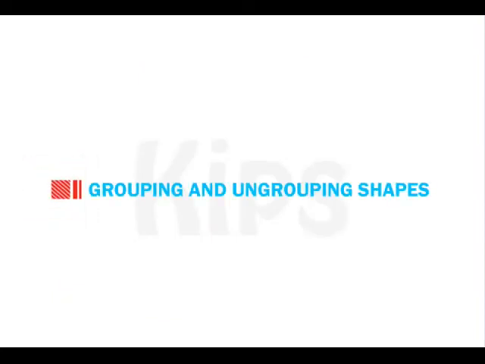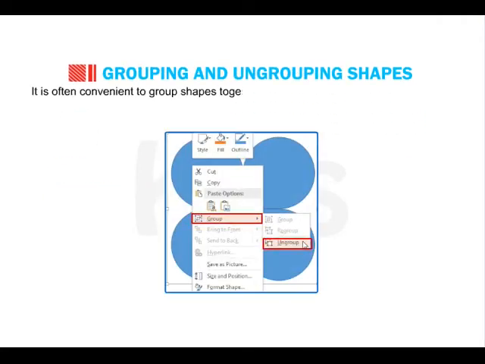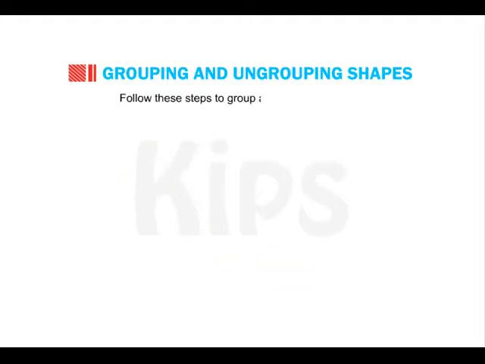Alright, let us talk about grouping and ungrouping shapes. It is often convenient to group shapes together so that they can be treated as a single shape by PowerPoint. A group of shapes can be formatted in a way similar to a single shape. They can be moved, rotated and deleted together. Follow these steps to group and ungroup shapes.